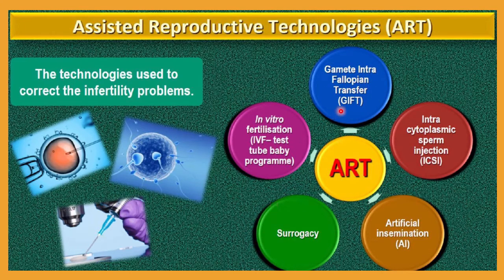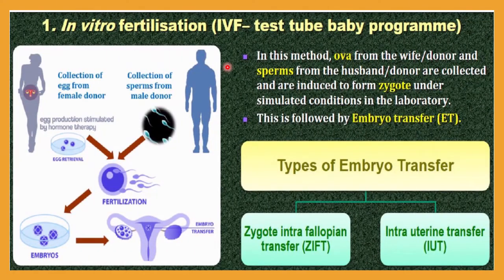First is GIFT, that is gamete intrafallopian transfer. Second one is intracytoplasmic sperm injection, and that is called ICSI. Then artificial insemination, that is AI. Then surrogacy, and in vitro fertilization, that is also called IVF or the test tube baby program. These methods can be used according to the situation and condition of the female or male. Now we will discuss each method in detail.